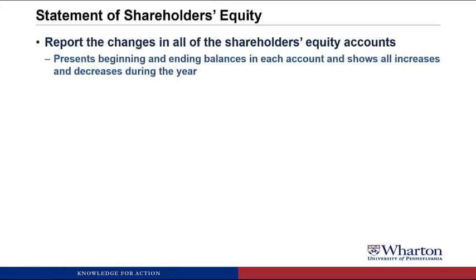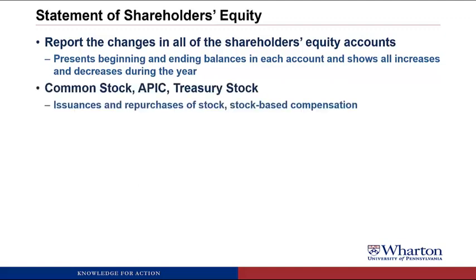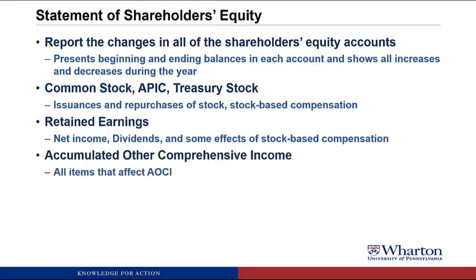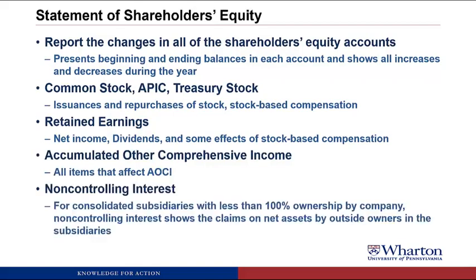So anyway, this statement will report all of the changes in the stockholders' equity accounts, giving you the beginning and ending balances in each account, showing you all the increases and decreases during the year. So for common stock, APIC, and treasury stock, you'll see any issuances or repurchase of stock during the year, the effects of stock-based compensation, which we'll talk about later in the week. For retained earnings, you'll see net income, details on dividends, any effects of stock-based compensation on retained earnings. For accumulated other comprehensive income, then you'll see those 4 items that we talked about that affect AOCI.